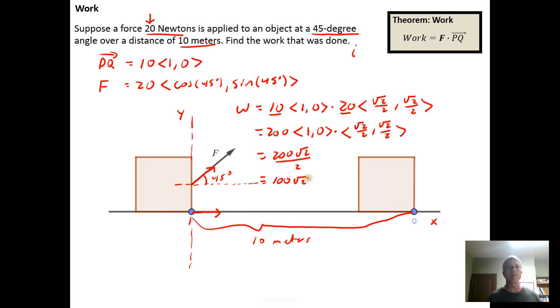And we just need to remember to put the correct units on. And because the force is in newtons and the distance is in meters, this is going to be 100 square root of 2 Newton meters.